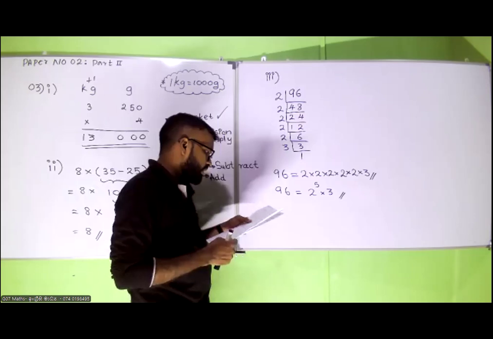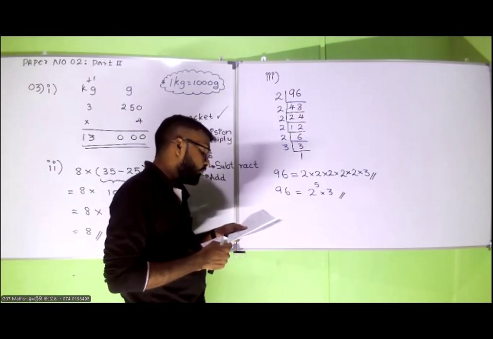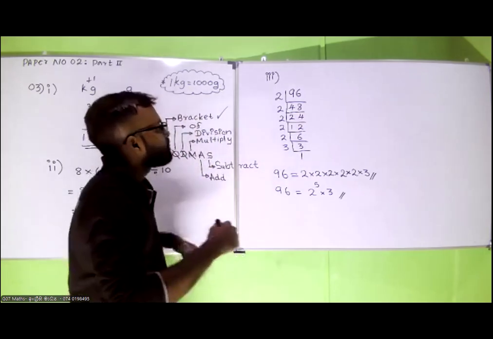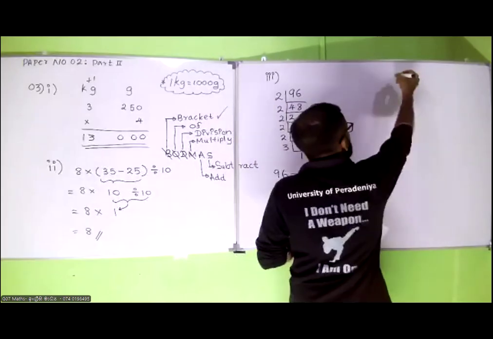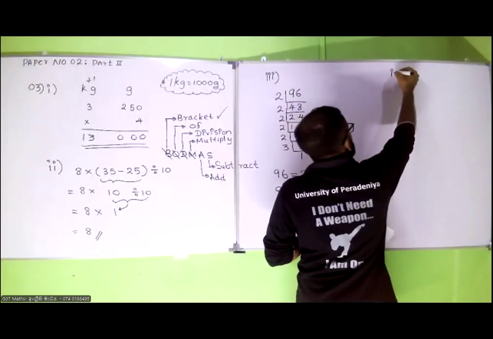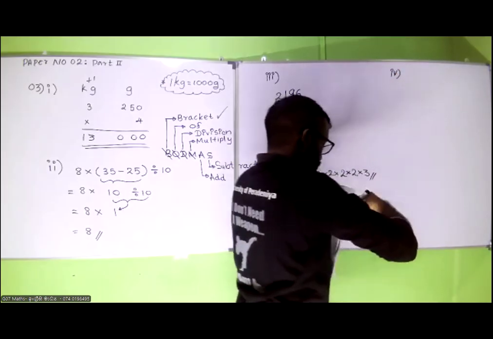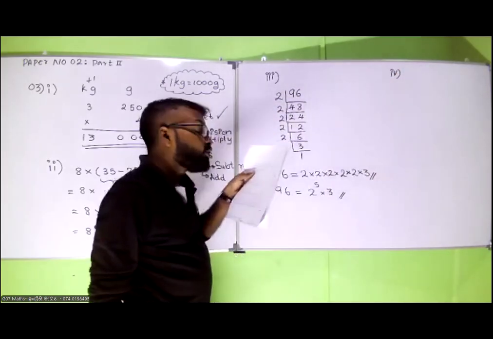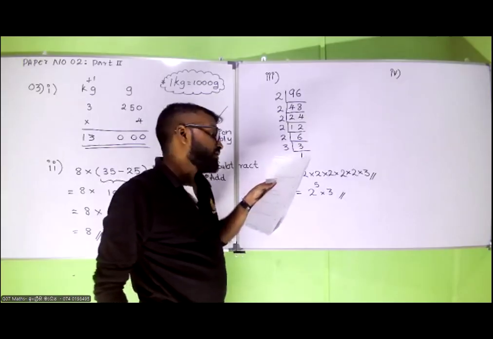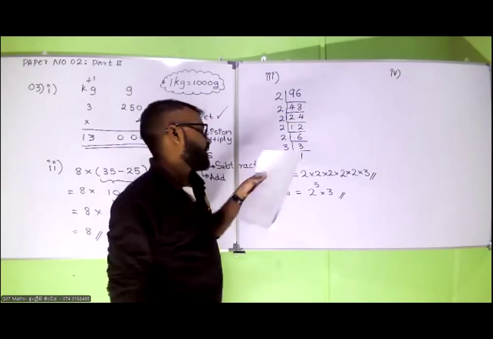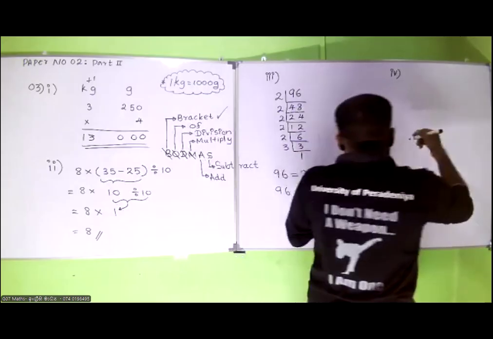So let's go for the next one. Fourth one. Right? So the fourth one says two fractions to subtract. Very easy.